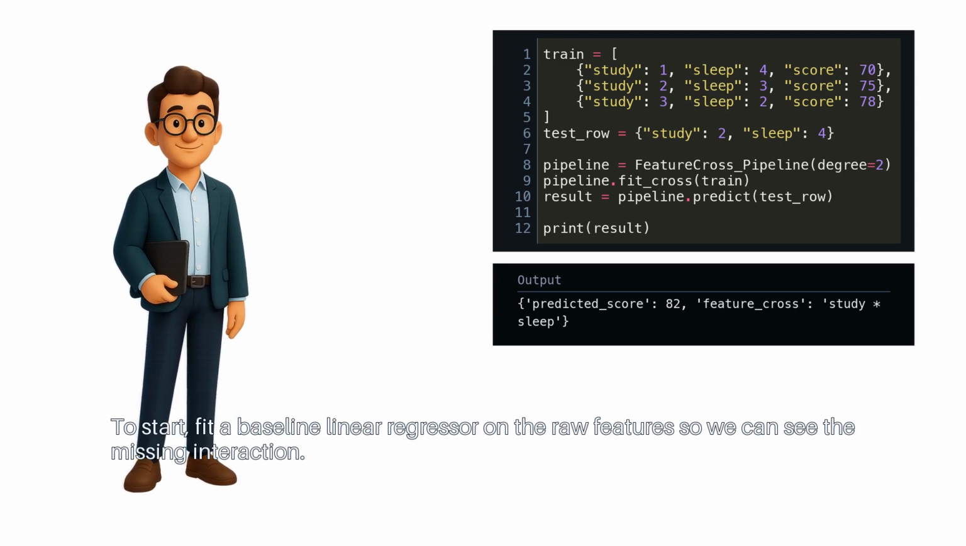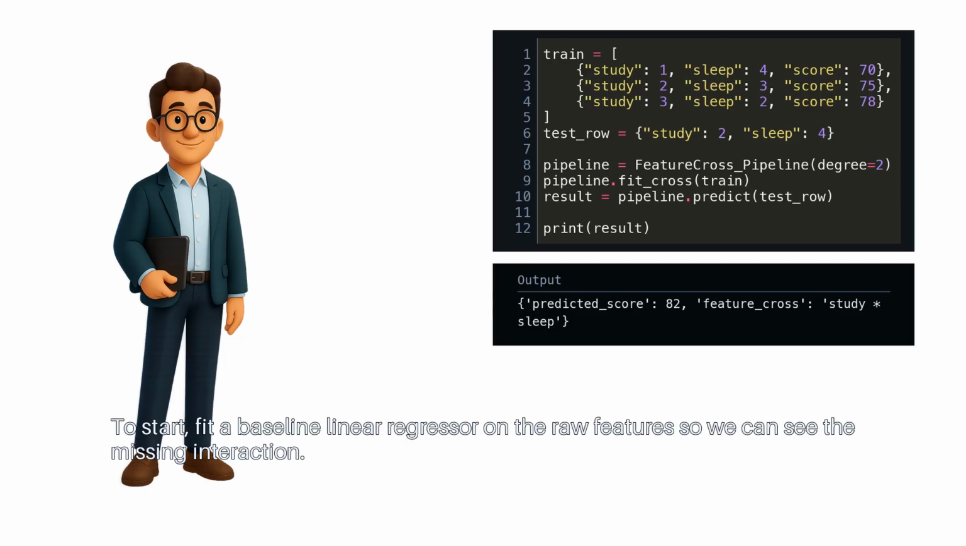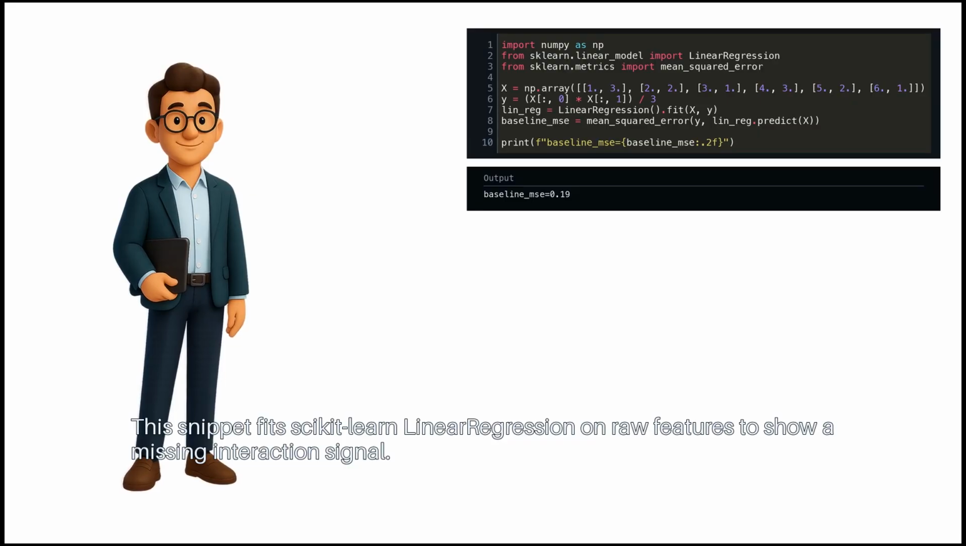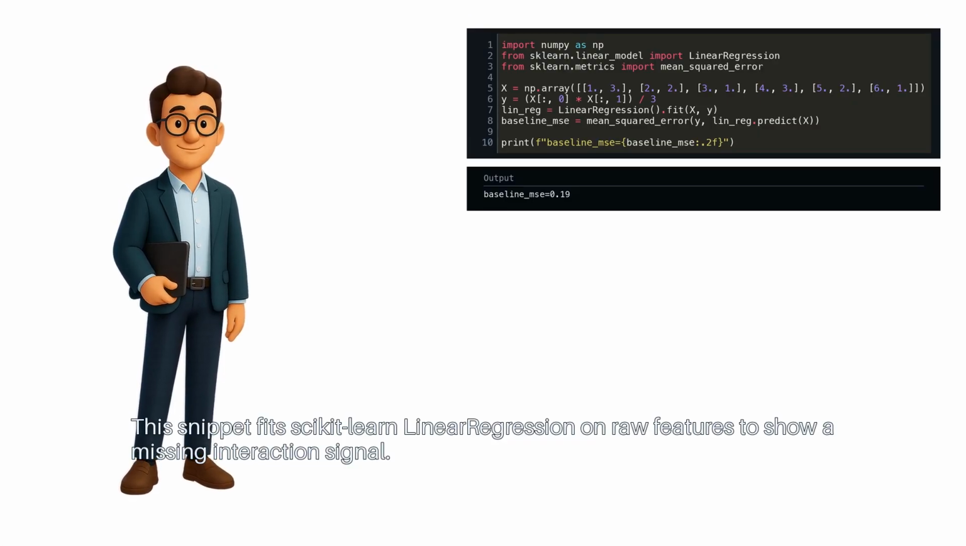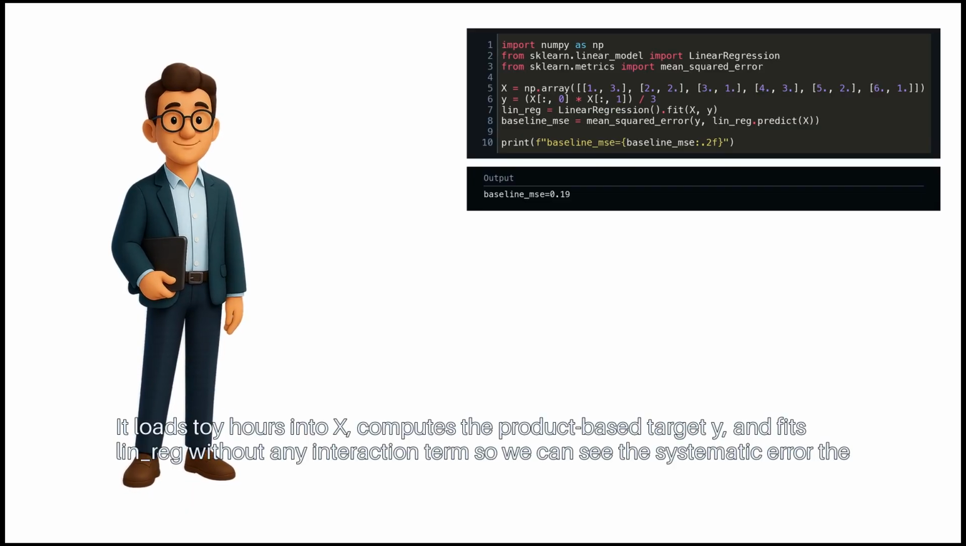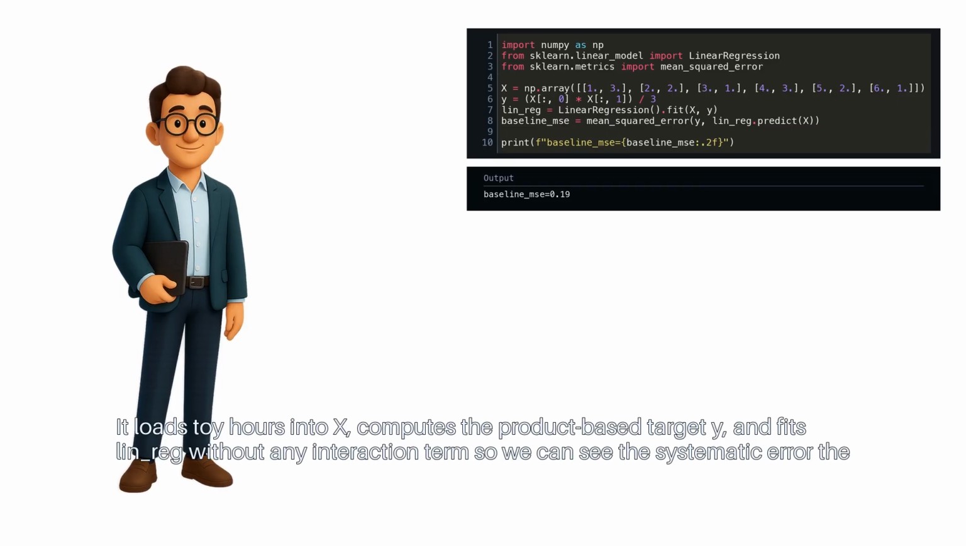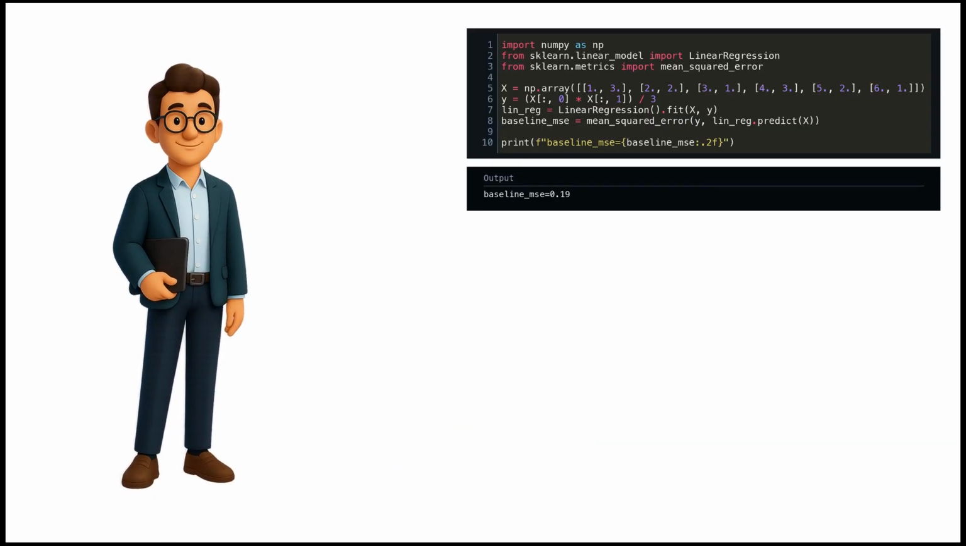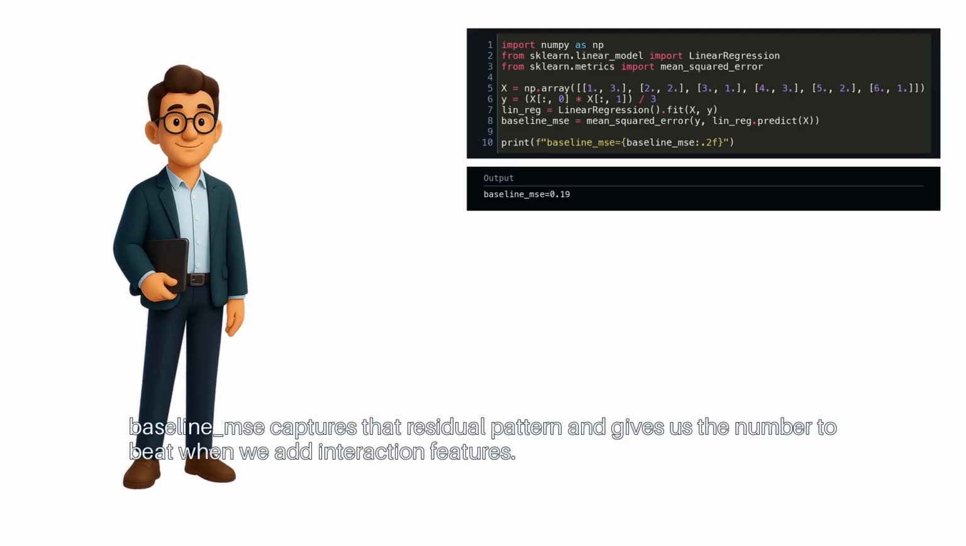To start, fit a baseline linear regressor on the raw features so we can see the missing interaction. This snippet fits scikit-learn linear regression on raw features to show a missing interaction signal. It loads toy hours into X, computes the product-based target Y, and fits linreg without any interaction term so we can see the systematic error the learner leaves behind. Baseline MSE captures that residual pattern and gives us the number to beat when we add interaction features.